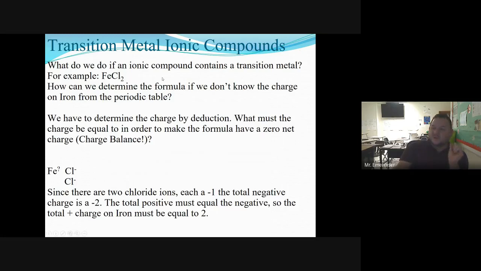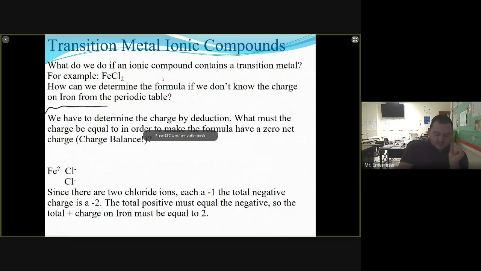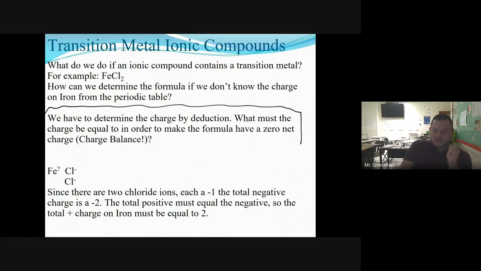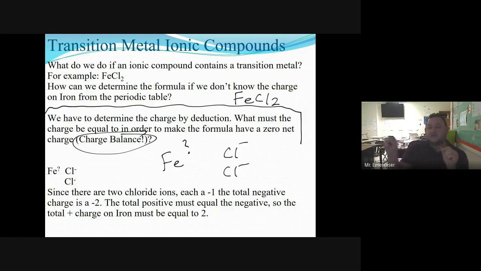Okay, we have to determine the charge by deduction, and I'm reading right here. We have to ask ourselves, what must the charge be equal to in order to make the formula have a net zero charge? Charge balance, equal and opposite charge. So if I have one iron with some charge, and I have 2 chlorine ions in the formula. All right, so the example that we're doing here is FeCl2.